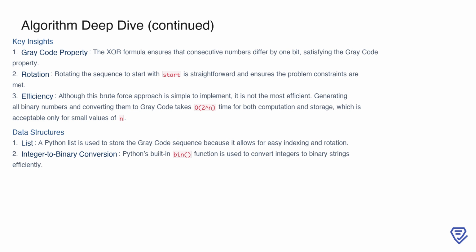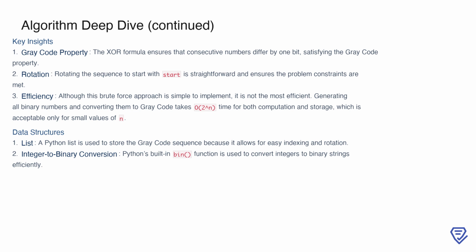There are a few key insights to take away from this approach. First, the gray code property is guaranteed by the XOR formula, which ensures that consecutive numbers differ by only 1 bit. Second, the rotation step is straightforward and allows us to meet the requirement of starting the sequence with the given start value. However, it's important to note that this brute force approach is not the most efficient. Generating all binary numbers and converting them to gray code requires 2^n time for both computation and storage, which is manageable only for small values of n. In terms of data structures, we primarily use a Python list to store the gray code sequence, as it allows for easy indexing and rotation.